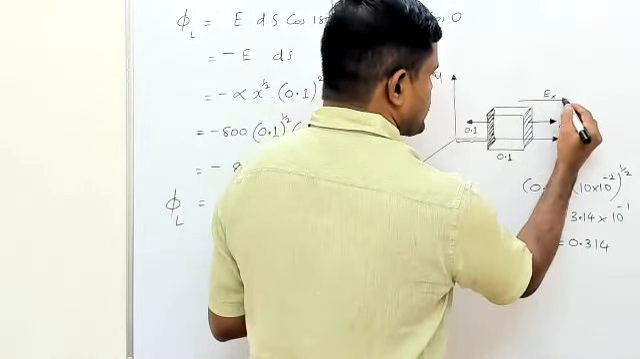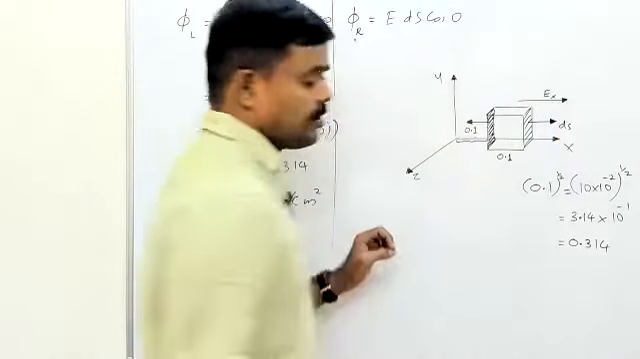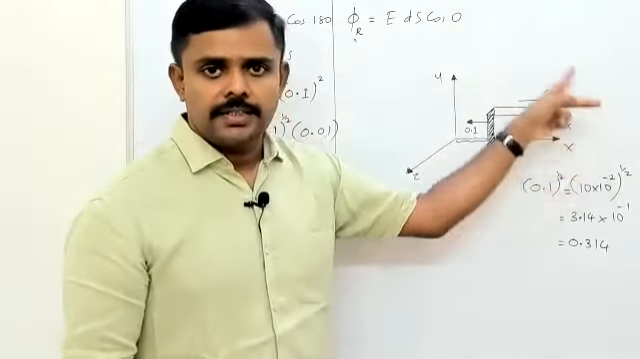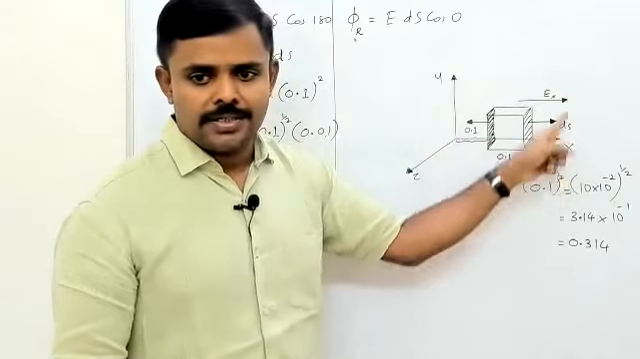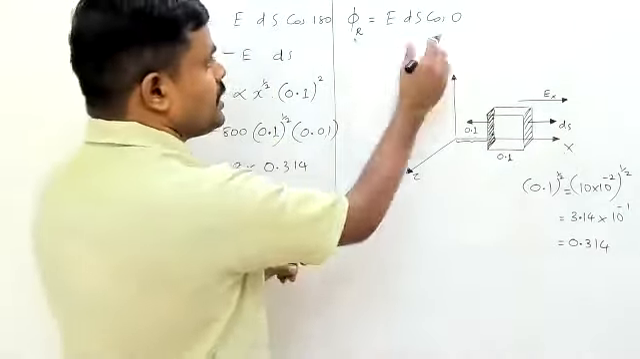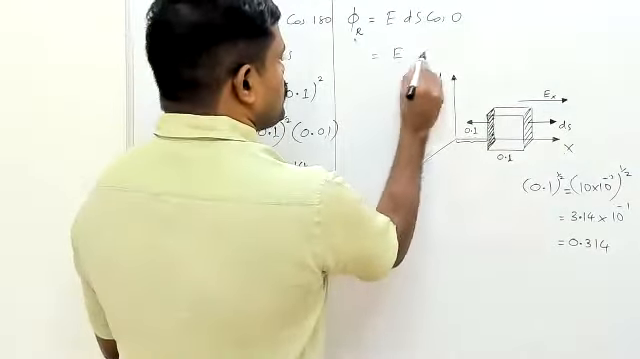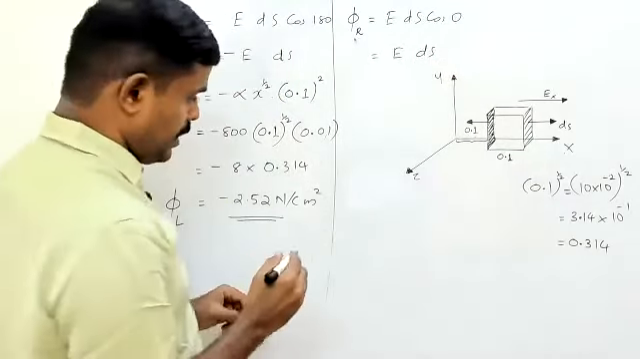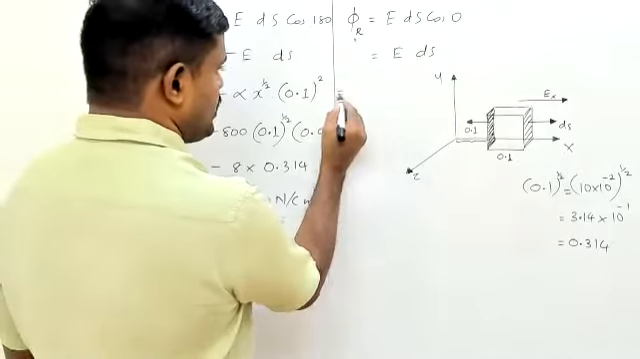Look at that. The directions are the same, no? Electric field is to the right. Area vector is to the right. That makes angle theta equal to 0. Same direction. So EDS cos 0, that is E into DS. You have to be very careful here, okay? I don't have space here, so I'm writing it here, EDS.